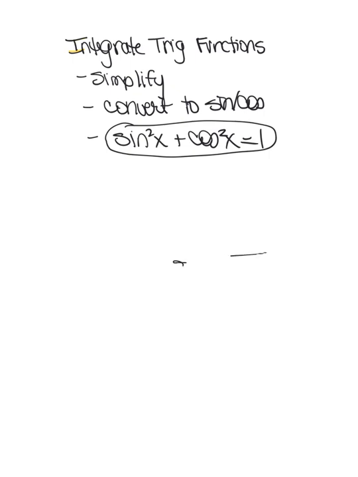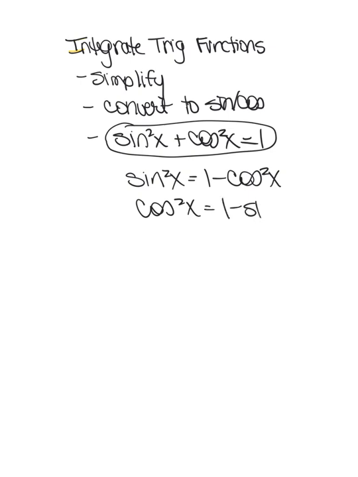In other words, let's suppose I solve this for the sine squared of x. In solving this for the sine squared of x, I will get that the sine squared of x is equal to 1 minus the cosine squared of x. Likewise, I can solve that identity for the cosine squared of x, and I get that the cosine squared of x is equal to 1 minus the sine squared of x. And all of these formats are going to be important to us.